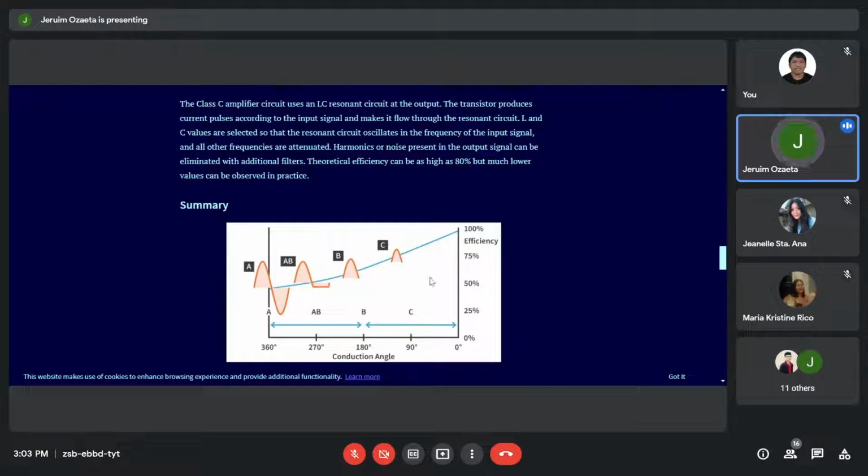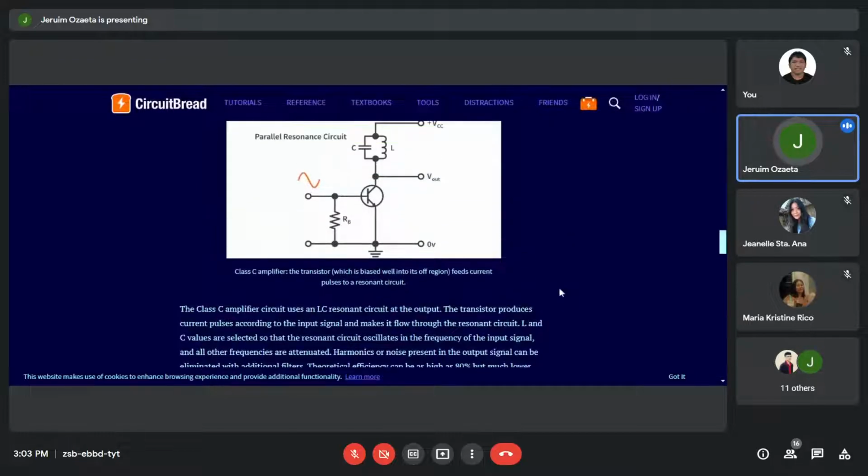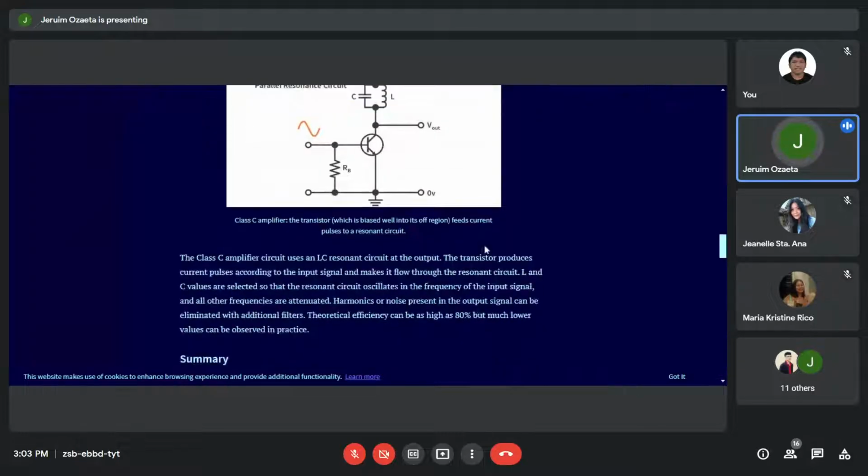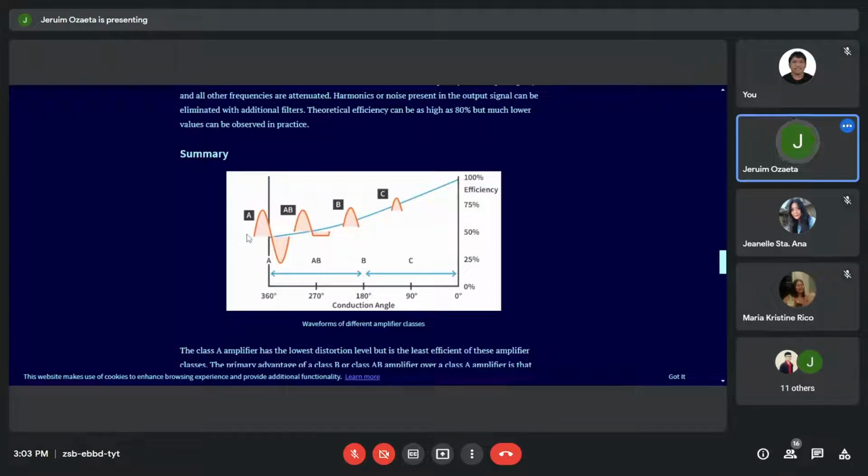Now in class C, because of the filtration of some frequency due to the RL capacitive inductive circuit here, it appears that the conduction is not as continuous as in class A. So you will notice here that class A is mostly being used in audio amplification, because it is here where the waveform can be reproduced exactly as the input.